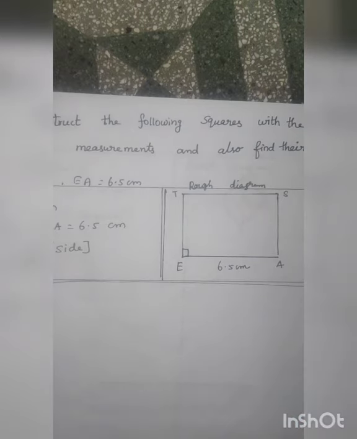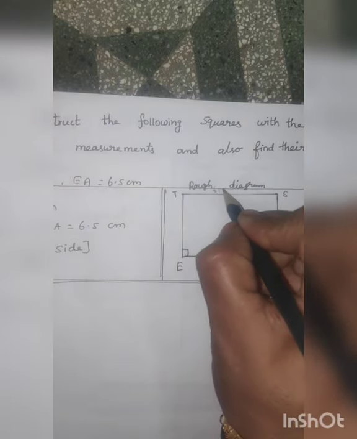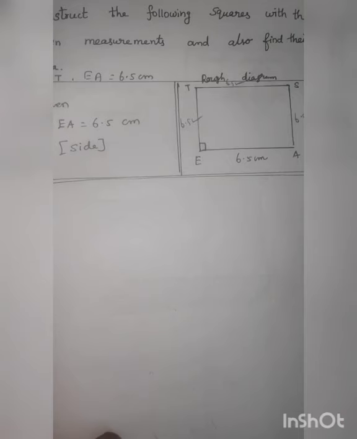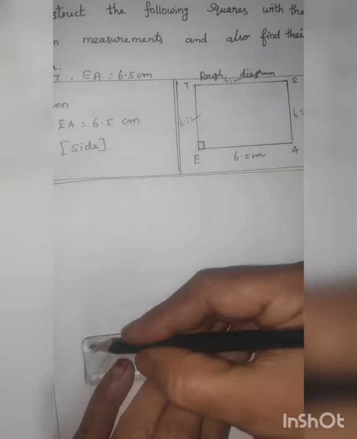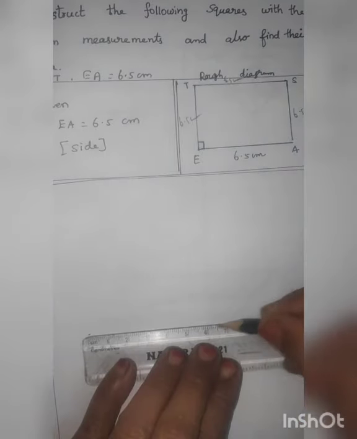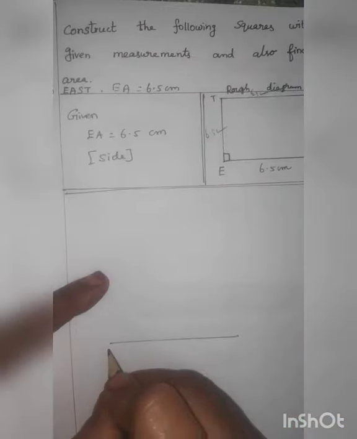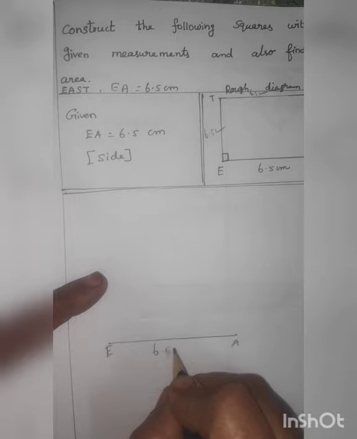EA equals 6.5 centimeter. In a square all sides are equal, so here 6.5 centimeter. Here also 6.5 centimeter, you write it. The perpendicular line must be drawn. First measure 6.5 centimeter. Draw a line segment of 6.5 centimeter, between 6 and 7 on the scale. Draw the 2 points. First point is E, second point is A. EA equals 6.5 centimeter.